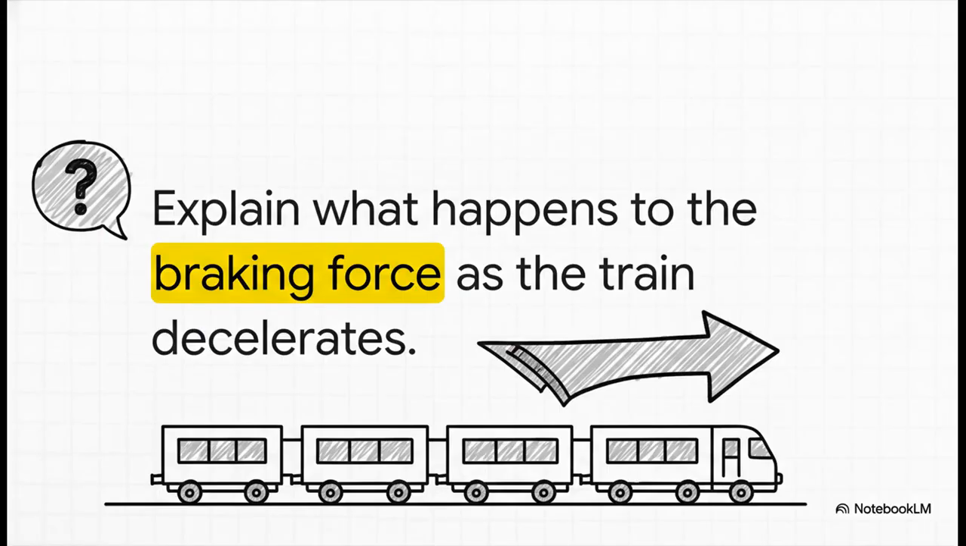Now we're shifting gears from a calculation to an explanation. We need to look at the second half of the train's journey, when it starts braking, and explain what's happening with the braking force just by looking at the graph.